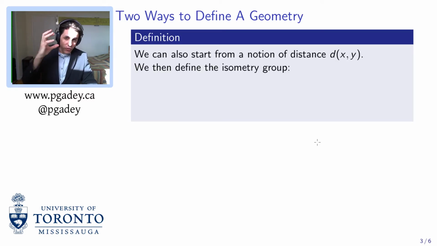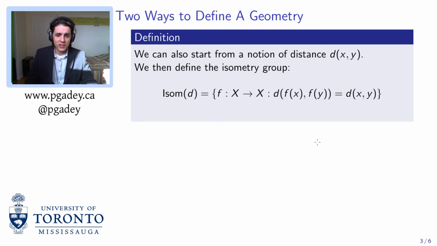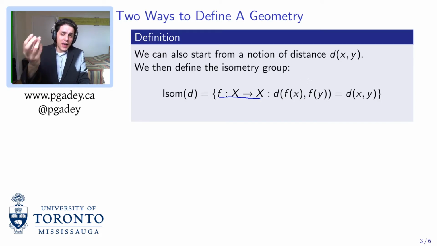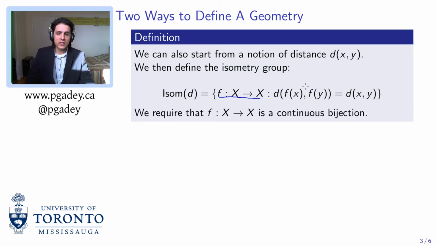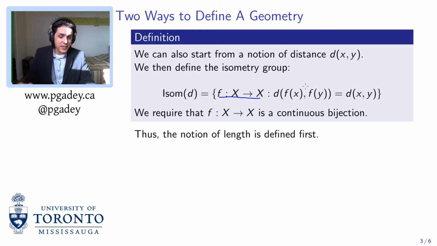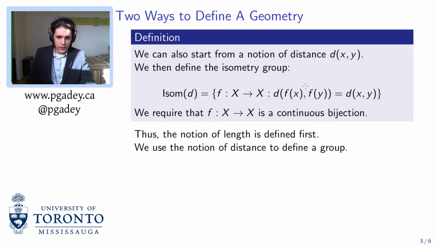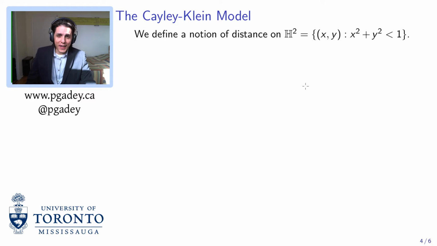We can start from a notion of a distance, and then define the group of transformations that preserve that distance. So the isometry group of a distance is going to be all of those functions f which preserve the distance, so that the distance after applying the map is equal to the distance before applying the map. We require that these functions be continuous bijections so that they have inverses, so that we wind up with a group. So thus, the notion of length is defined first, and this gives rise to a group. Okay, let's see how this works in the Cayley-Klein model.